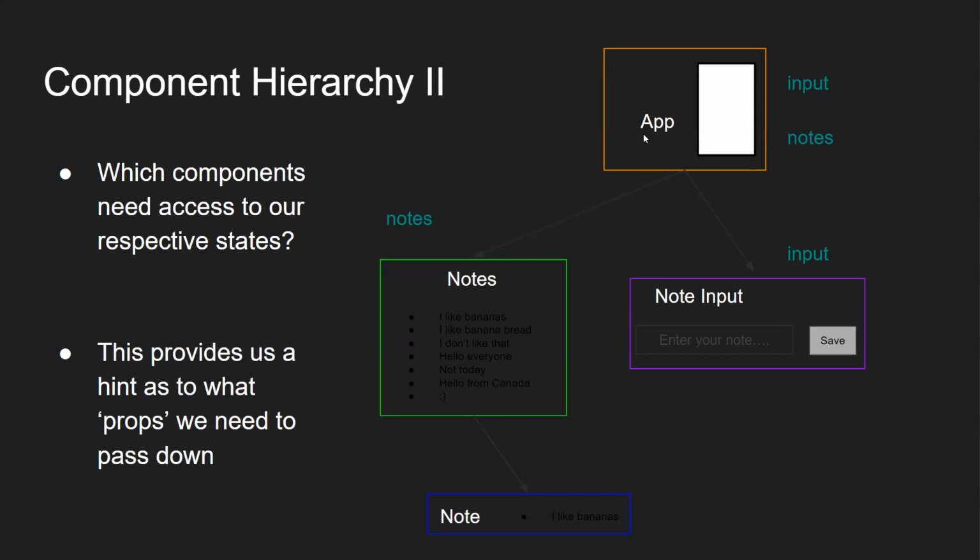So this is the idea of a prop, that a prop is some information that is going to be passed down from one component to another, usually from parent to child. So app is the parent of notes and note input. And it looks here like notes is passed from app to the child notes. And then the input is passed from this app to the note input here, okay? So that's a bit of a hint.